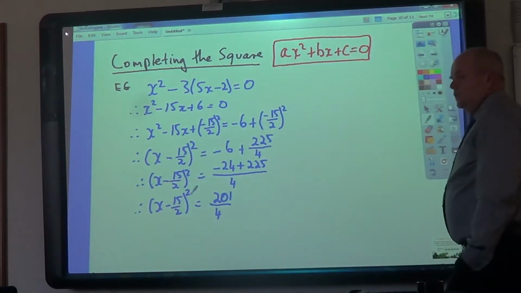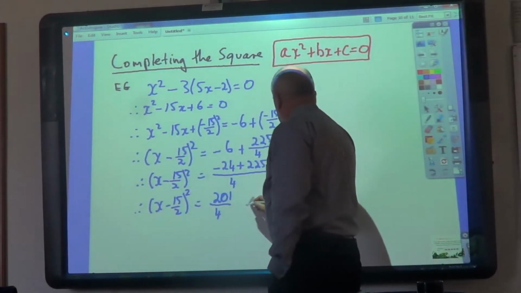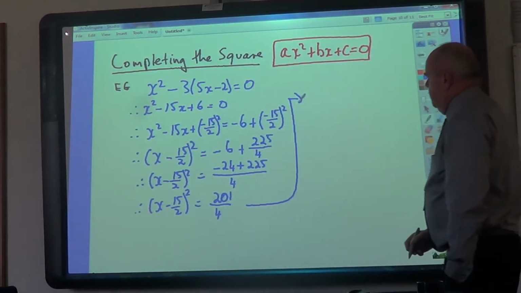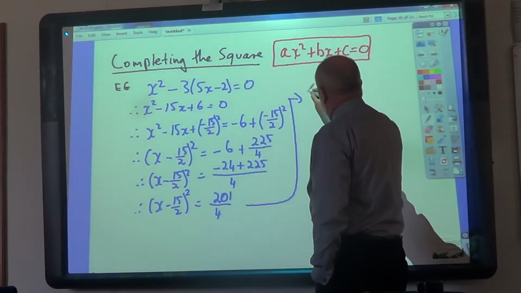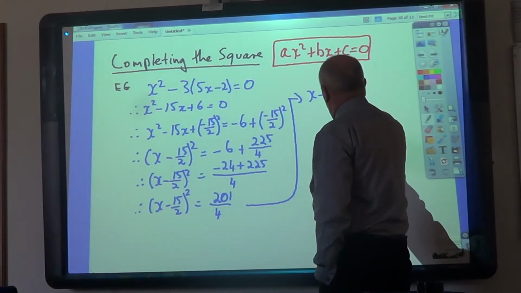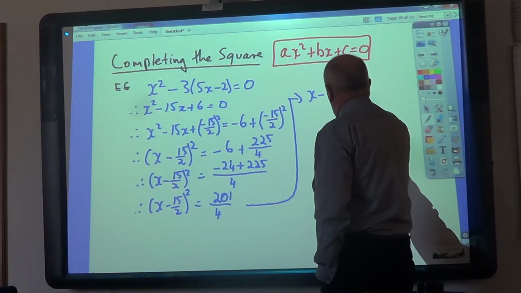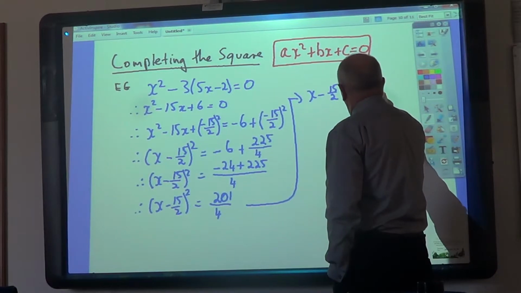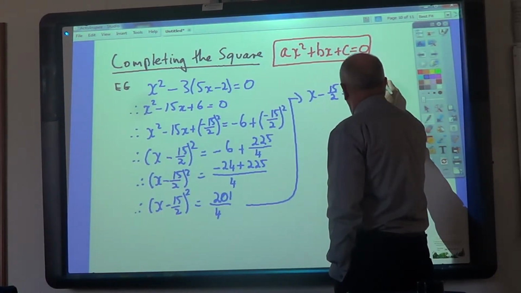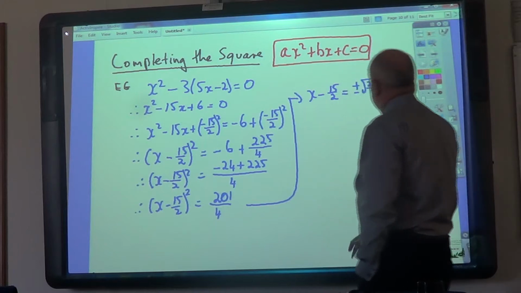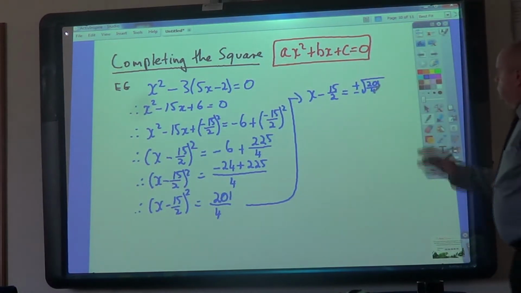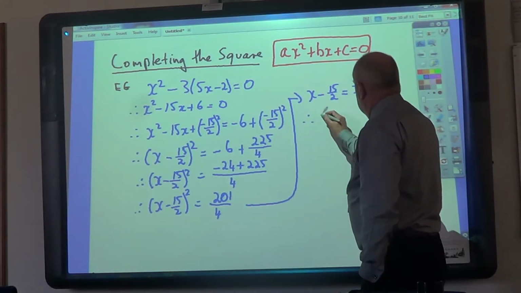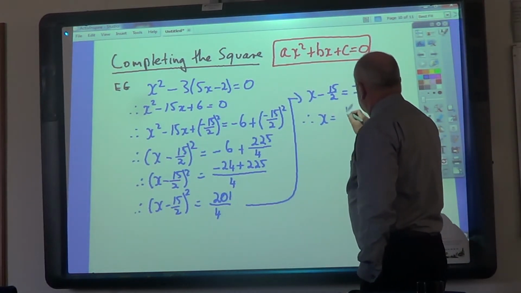Now what I need to do is take the square root of both sides. Now when I take the square root of both sides, I'm going to end up with a positive and negative possibility. So I've got to be conscious of that. So x minus 15 on 2 equals plus or minus the square root of 201 over 4. Okay, a couple other things I can do, or should do, must do. Firstly, add 15 over 2 to both sides. So x equals plus or minus.